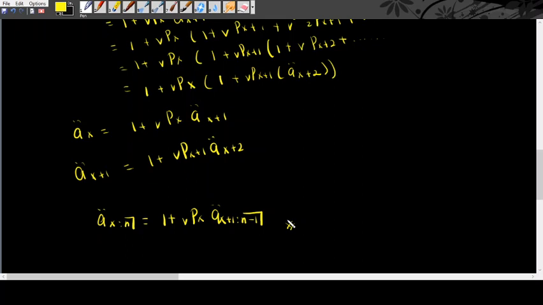In the case of monthly payment, ä_x^(m), it's still the same thing, it's just that now instead of x plus 1, you are going to have x plus 1 over m. So here you are going to have 1 over m plus v to the power of 1 over m times 1/m p_x times ä_x+1/m.